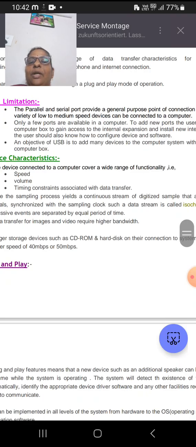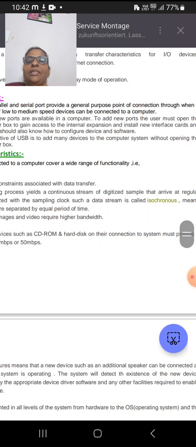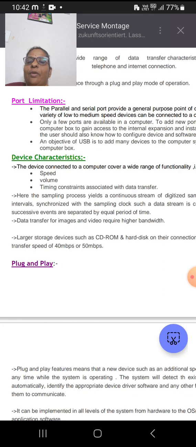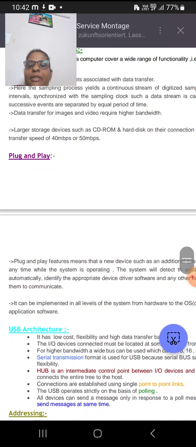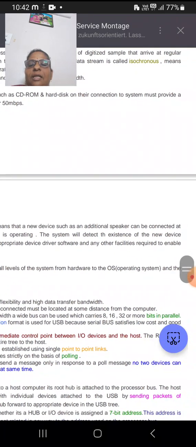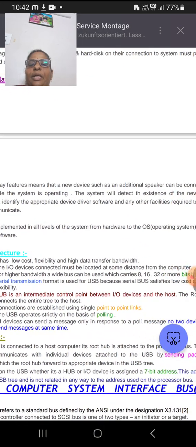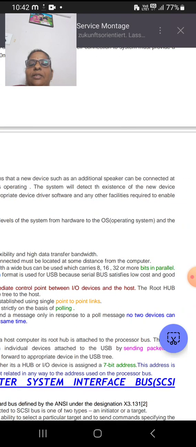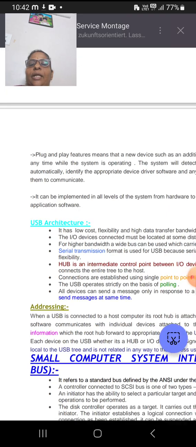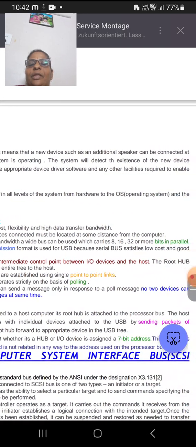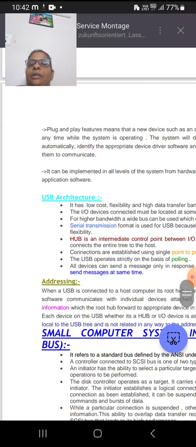So the objective of USB is to connect many devices to the computer system without opening the computer box. Device characteristics limit the speed, volumes and time constraints associated with data transfers. Plug and play as a feature means new devices, such as additional speakers, can be connected at any time while the system is operating. The system will detect the addition of a new device, automatically identify the appropriate device and software and any other facility required to enable them to communicate.